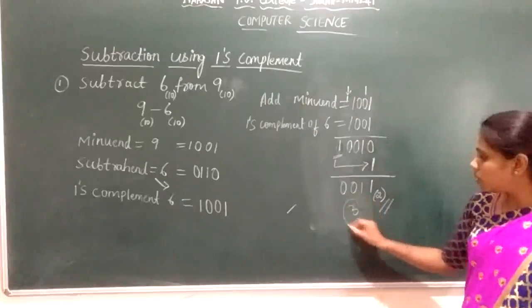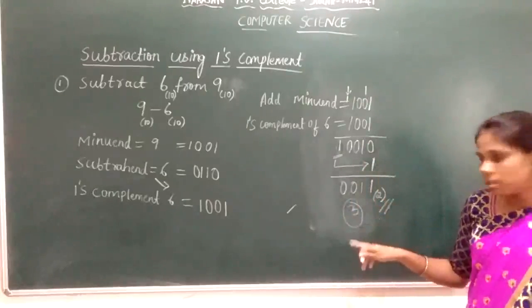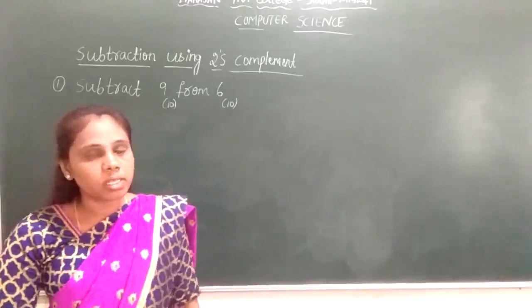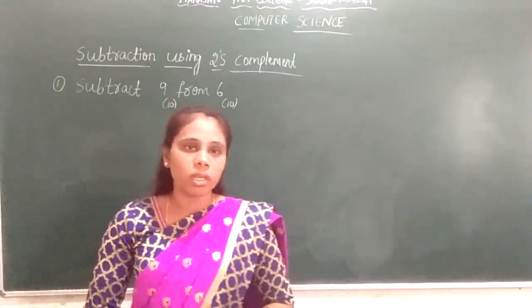This is 3. That is 9 minus 6 using 1's complement subtraction. So in subtraction using 2's complement, what do we need to do?